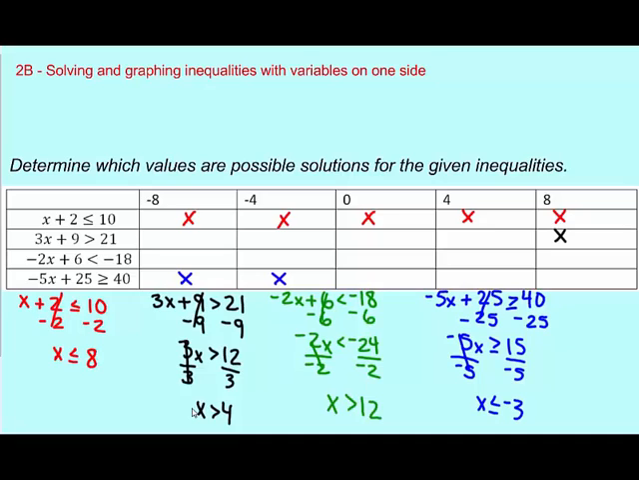Next one, we end up with x is greater than 4. Now since it doesn't have the equal to piece, we can't check 4, but we can check everything that's greater than 4. Third inequality, we end up that x is greater than 12. None of the possibilities are greater than 12, so we don't check any boxes there. And then the last one, we have x is less than or equal to negative 3, so negative 4 and negative 8 should be checked there.